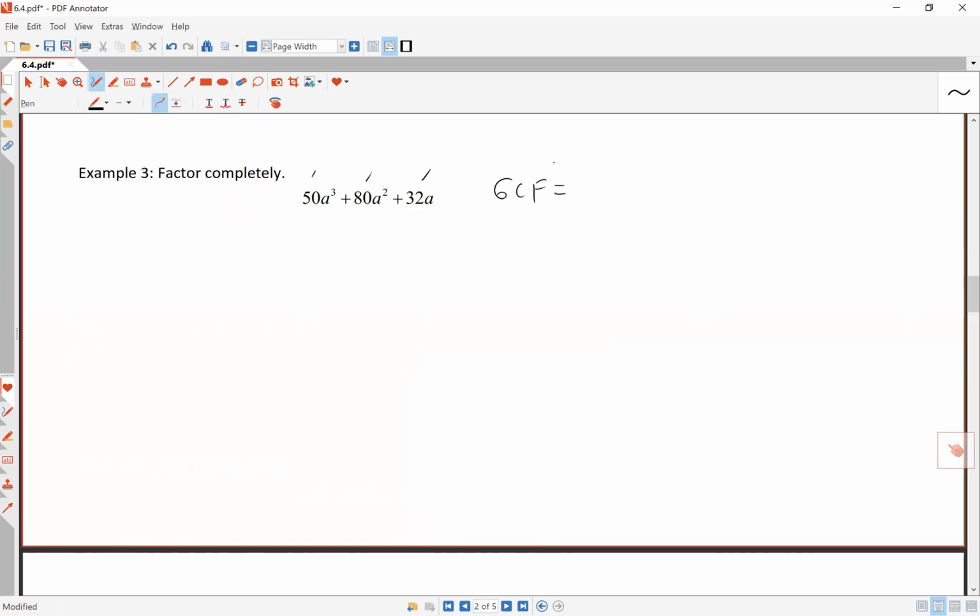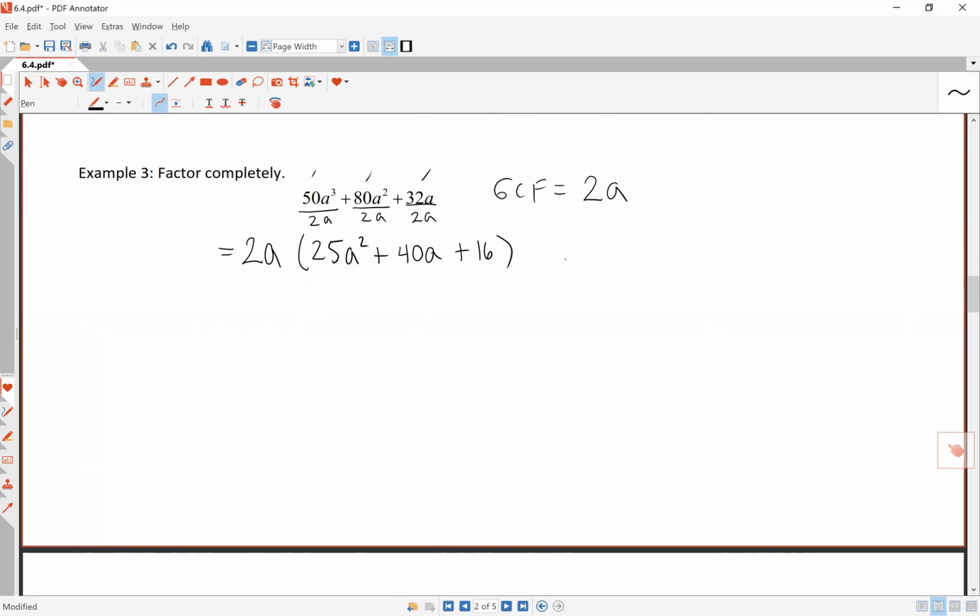It looks like I can factor out a 2a from all of the terms. When I take a 2a off of the first term, I'm left with 25a squared. When I factor off a 2a from the second term, I'm left with 40a. When I take a 2a off of the last term, I'm left with 16.